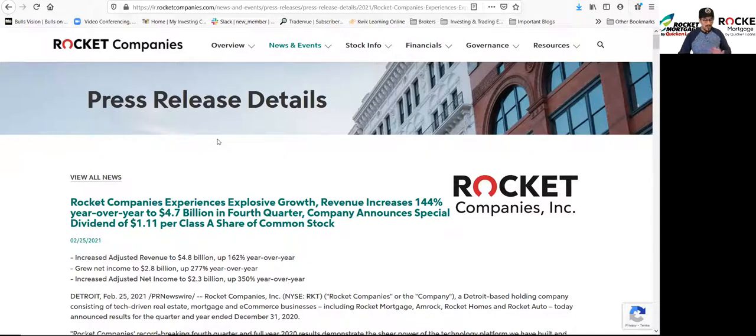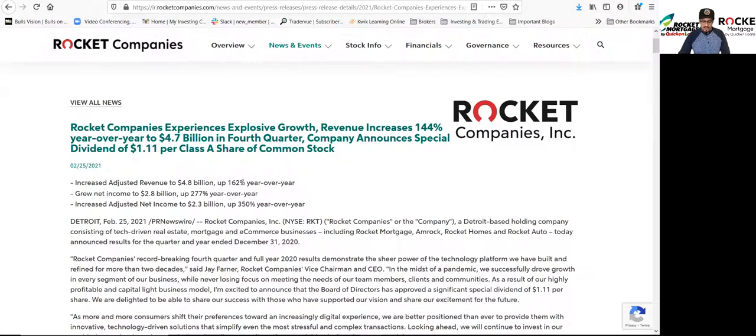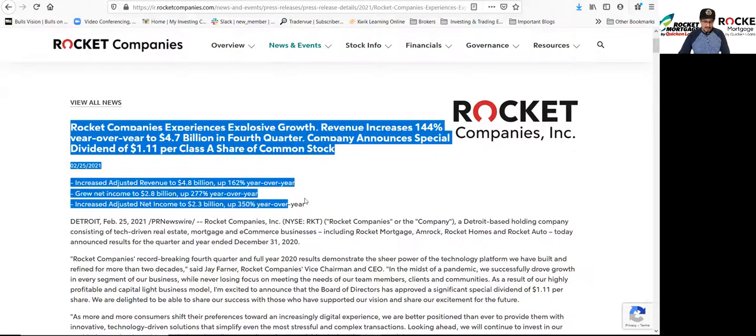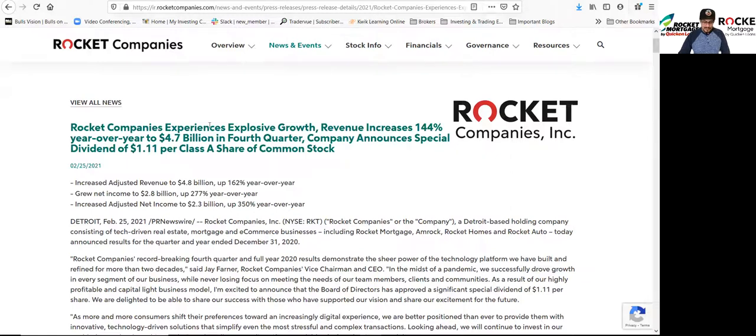And again, that's why it's so important to do fundamentals, guys. Reading some of these earnings releases will give you a clue that this might be a stock that can make a move. So what really caused a lot of people to want to buy the stock is pretty much this right here. Rocket Companies experiences explosive growth, revenue increases of 144% year over year to $4.7 billion in the fourth quarter. Company announced a special dividend of $1.11 per Class A share of common stock.